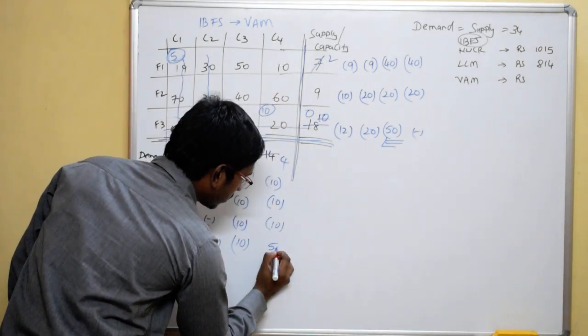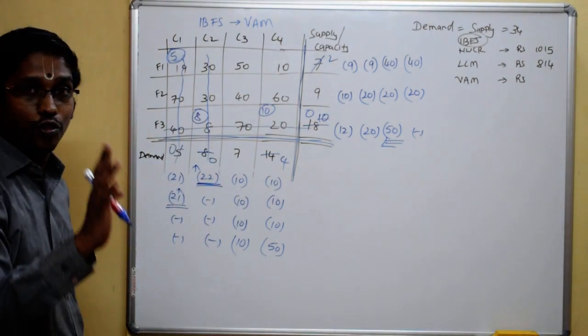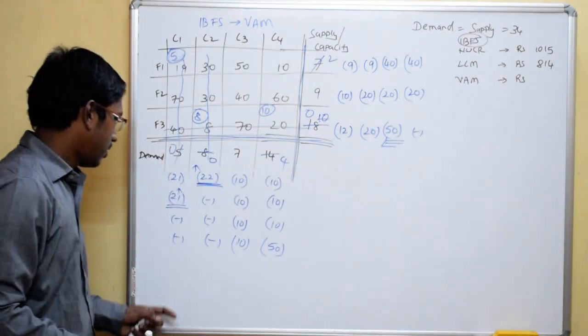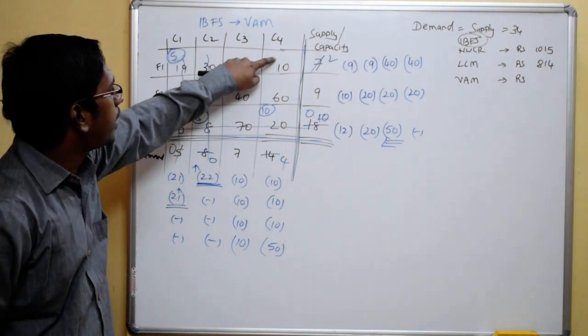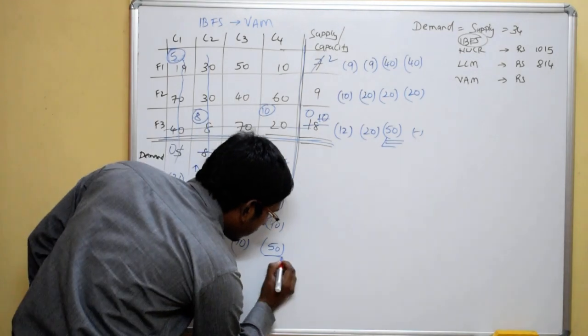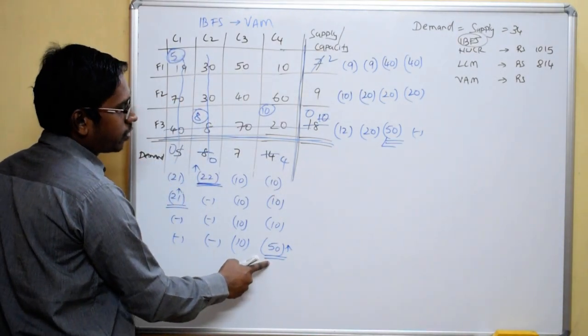That is 50. Now look at the fourth round of penalties. 40, 20, nil nil. This is 10, 40, 50, and 10 and 60 is 50. So the highest penalty is here, 50. The highest incremental cost is here. So let's go to this particular column.